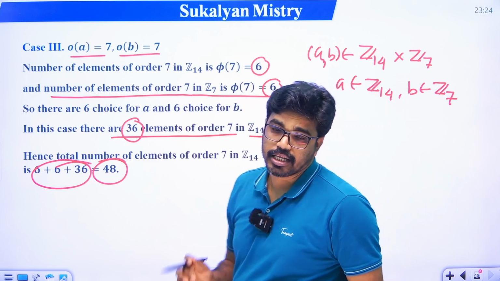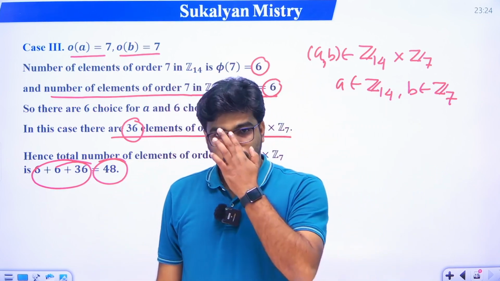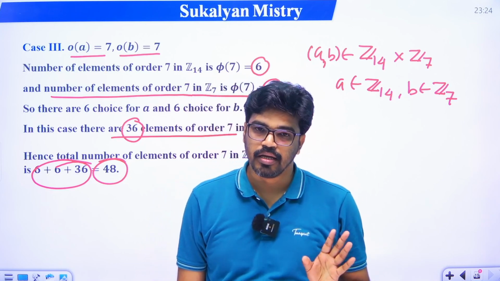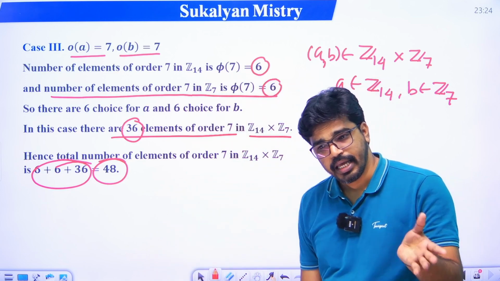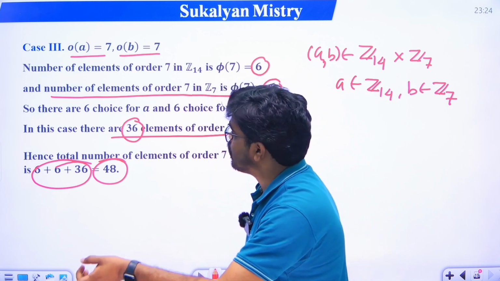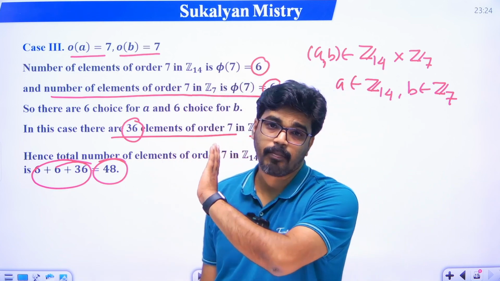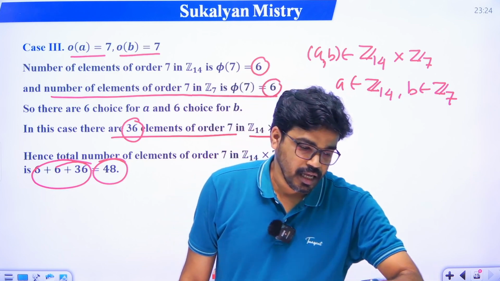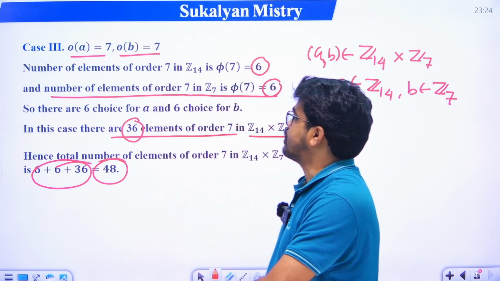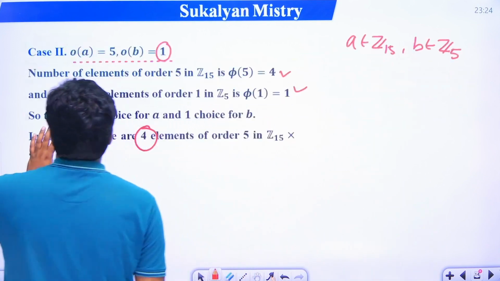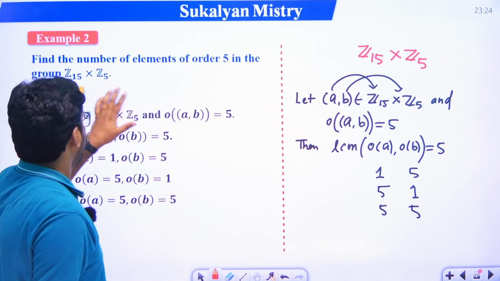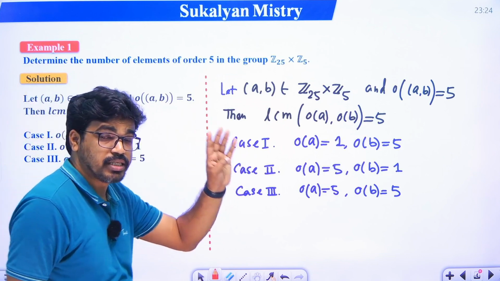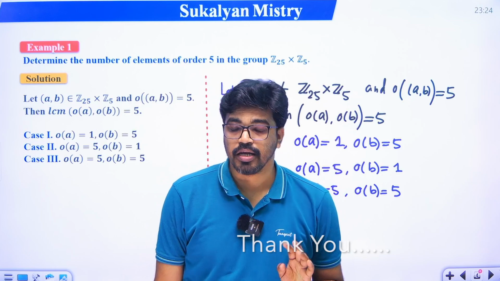Okay. So example 1, example 2, example 3, these are similar problems. This is the process to find the order of elements in a direct product. These are very important examples: example 1, example 2 and example 3, these 3 problems are very important. Okay, so I think it is clear.